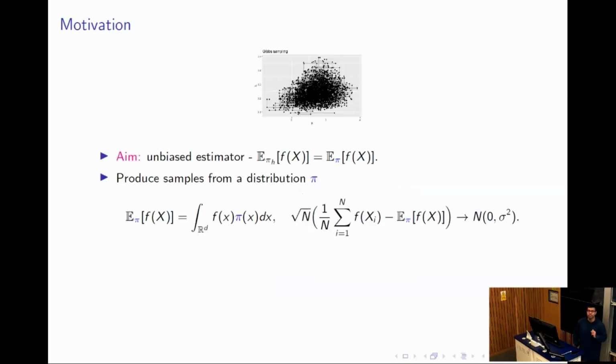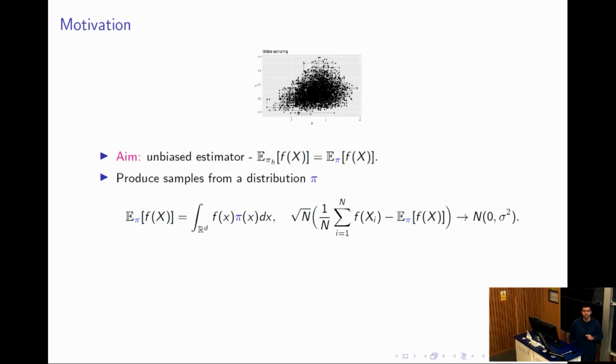When I give a presentation, I always like to give a motivation for what I'm doing and why I'm doing it. As I've already alluded to, the main emphasis of this presentation is sampling from distributions of interest. In particular, we are interested in developing unbiased estimators of this quantity, which is the expectation of f, a pi-integrable function, with respect to some distribution that we're interested in sampling from.